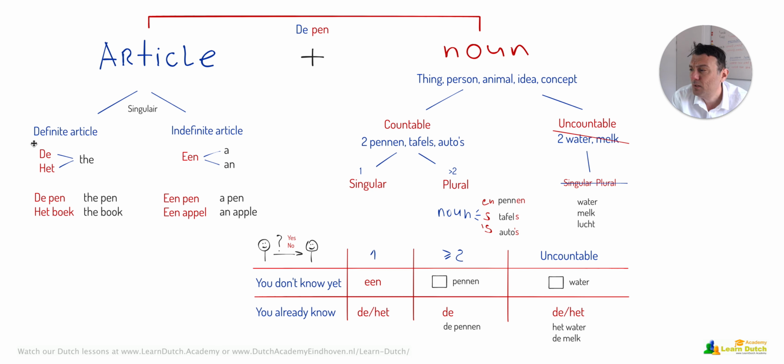We have two kinds of articles in the Dutch language: definite article and indefinite article. You use a definite article when you and I both know what we're talking about or who we're talking about. For instance, de pen or het boek. There's one specific pen and one specific book which we have discussed before, or maybe saw before.